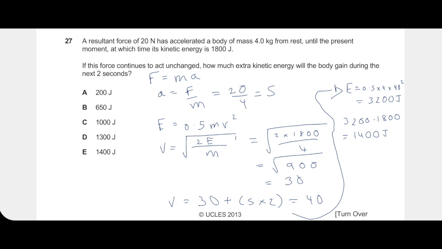We now need to work out the difference between 3200 joules and 1800 joules. So we need to work out the difference between the final and initial kinetic energy. That's equal to 1400 joules. And therefore the answer to this question is E. And that is question number 27 completed.